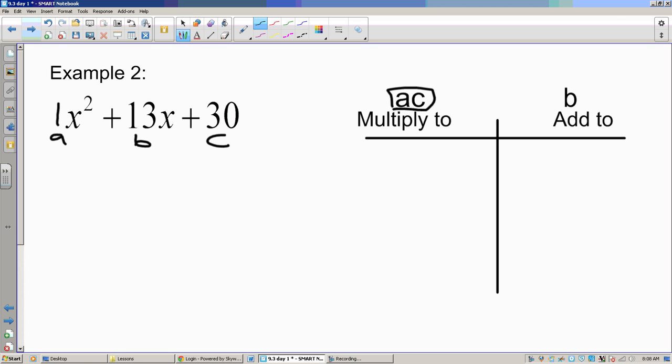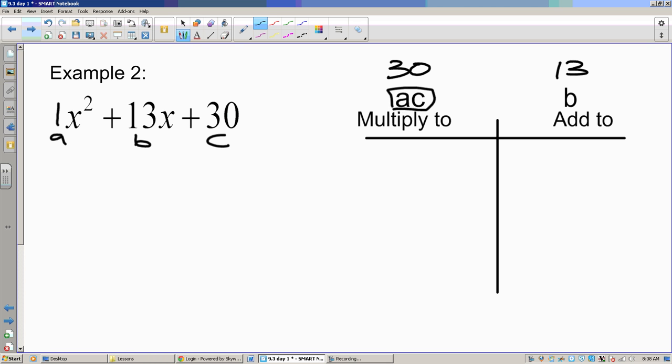1 times 30 is what? 30. Okay. And we are adding to b. What is b in this case, Lauren? 13. Good. So we're adding to 13. So can anyone think of two numbers that multiply to 30 but add to 13?